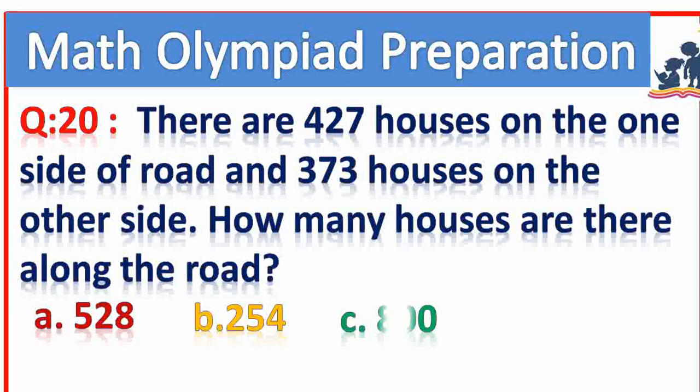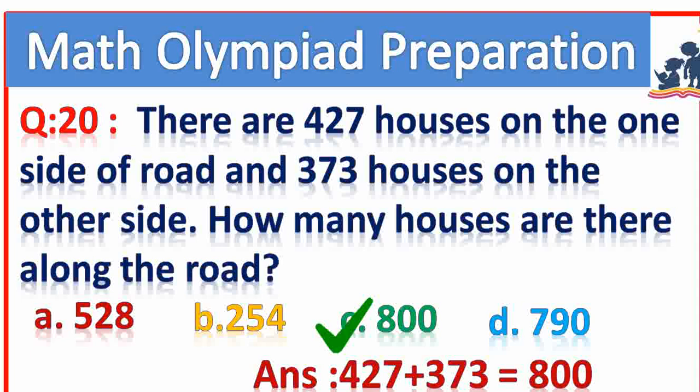Question number 20. There are 427 houses on the one side of road and 373 houses on the other side. How many houses are there along the road? 800. Very good. Here 427 plus 373 is equal to 800.